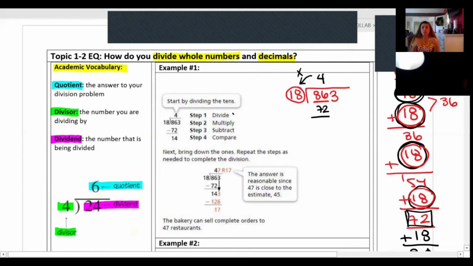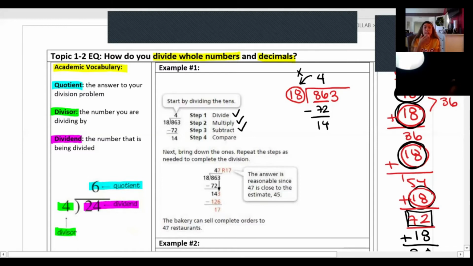So now we're going to put 72 underneath this 86. We're going to line them up vertically, and then we're going to find the difference, right? We're going to take it away and subtract. So once we subtract 72 from 86, we get 14.